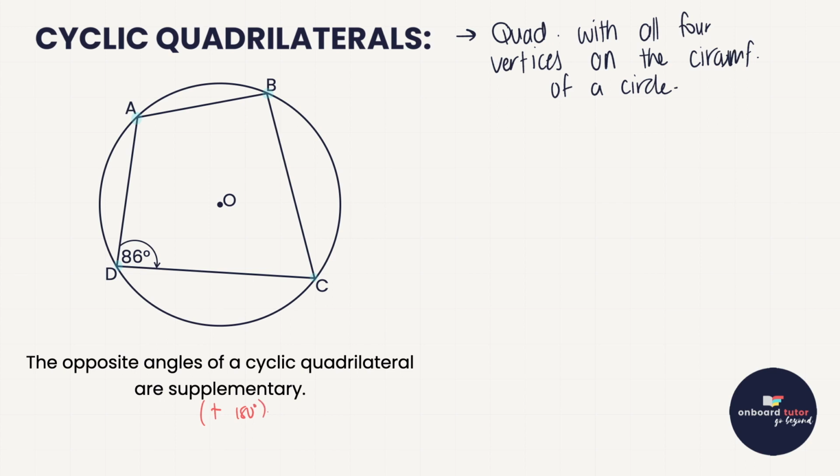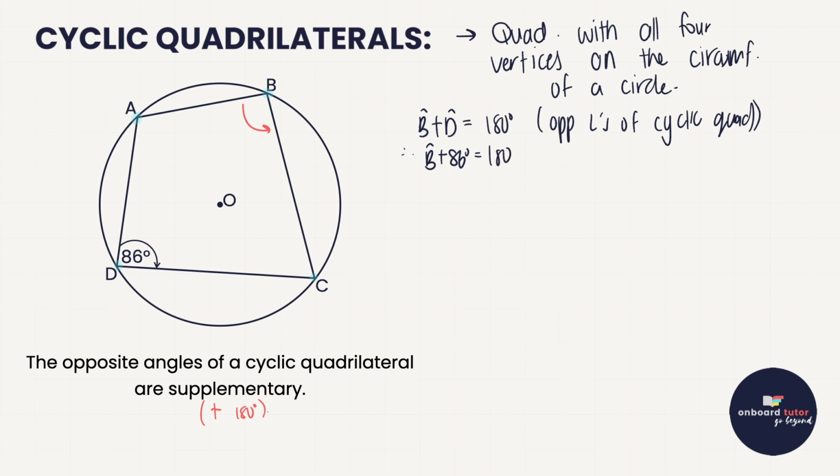Okay, so if I wanted to know how big is angle B, then I could say, okay, well, B plus D must equal 180. Reason: opposite angles of a cyclic quad, and therefore B plus 86 equals 180. So B is equal to, if we take that over, 94 degrees. Okay.